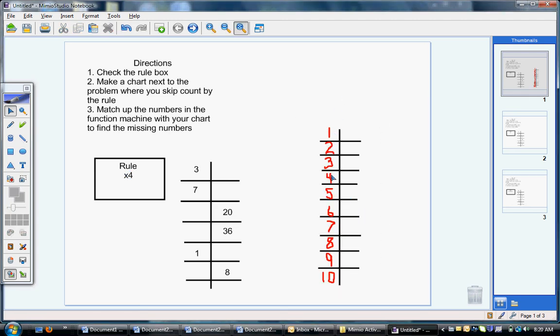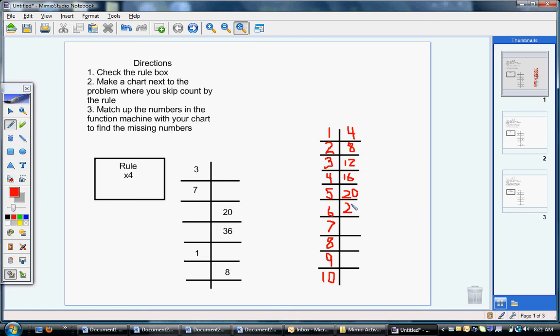Notice on one side I've just counted 1 through 10. Now I need to skip count by 4. I know that I would start with 4 because 1 times 4 is 4. Then if I just skip count on, it would go 4, 8, 12, 16, 20, 24.